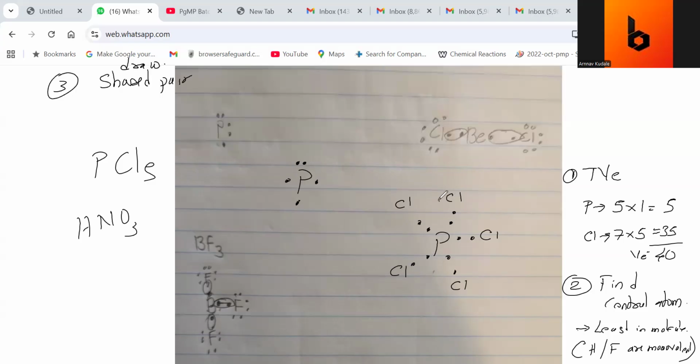So what I'll do is start completing the octet of chlorine. 6 for one and the octet is complete. 6 for the other and the octet is complete. 6 for this, this, and this, and the octet is complete. So 6 multiplied by 5 is 30, right? So your Lewis structure for PCl5 is this.